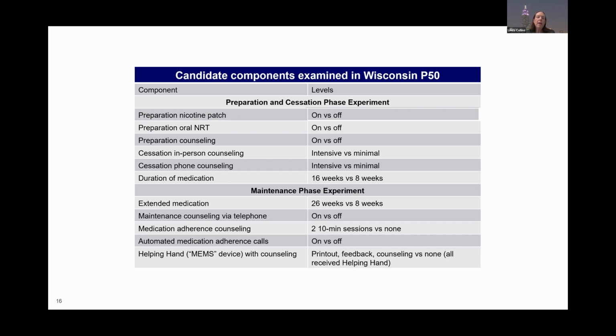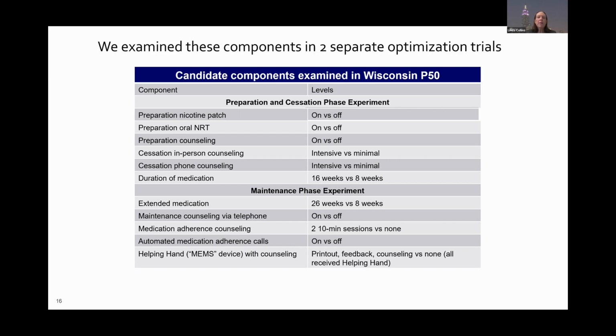And then Helping Hands, this was like a MEMS cap type device, but it was just a little bit different. People got this Helping Hands MEMS cap type device with counseling for their nicotine replacement medication. And some people got printout feedback and counseling versus none. Everybody got the Helping Hand, but some people got some other features with it. Okay, so we examined these components in 2 separate optimization trials.